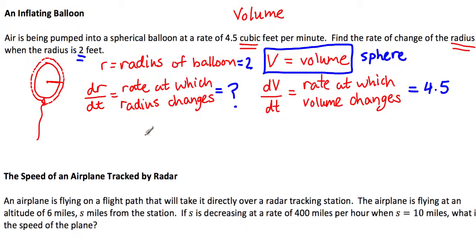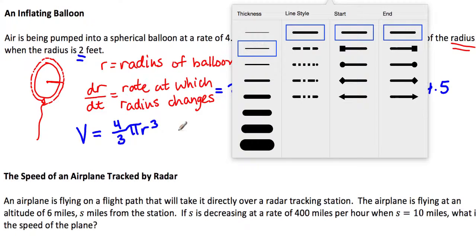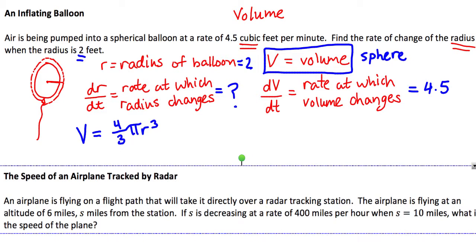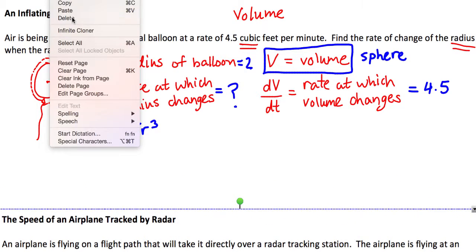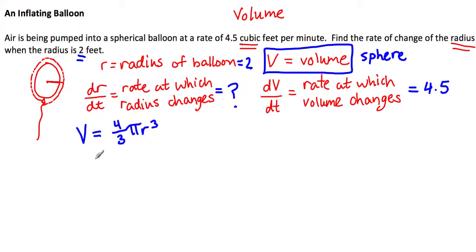Step 2, what's the equation we're going to use? We're going to use volume of a sphere because the balloon is spherical. Volume is 4/3 pi r cubed. And if you don't remember that from geometry, don't stress out about it. They do give you those formulas on the AP exam. But now that we know that that's our formula, step 3, we're going to differentiate everything with respect to time.